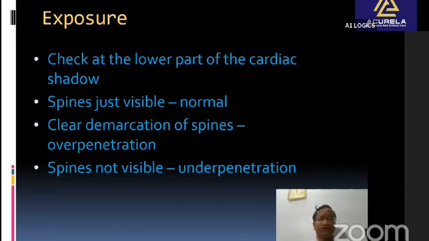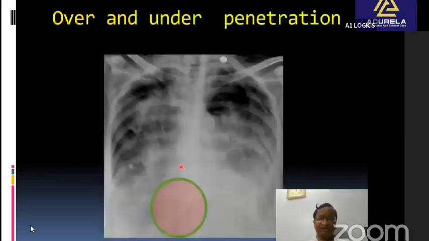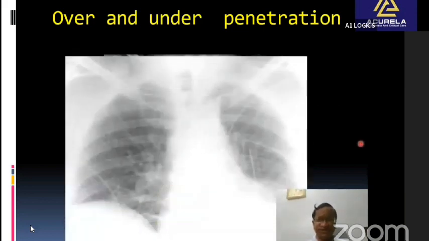Now we can see what the patient is. We have checked the left or right, whether it is AP or PA, and whether rotation is there or not. When you go to the X-ray, check at the lower part of the cardiac shadow; the spine should be just visible. If there is no clear demarcation and the spine is not at all visible, it means it is overpenetrated.